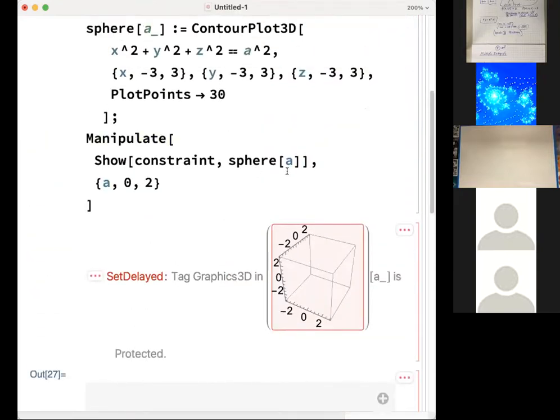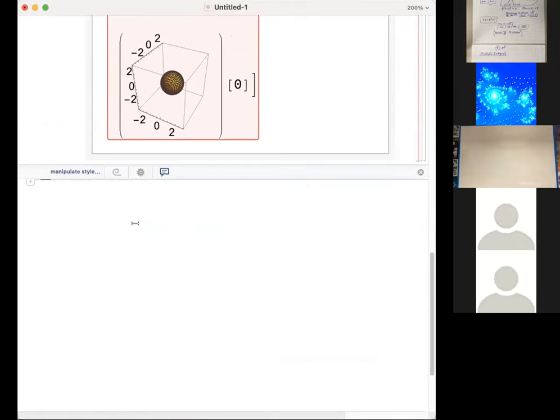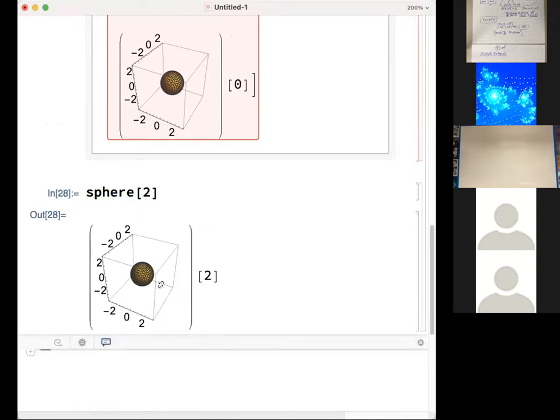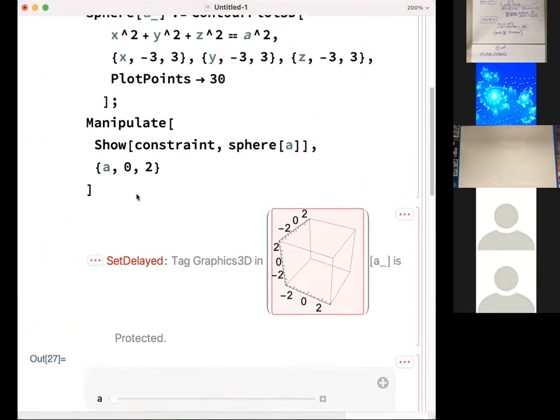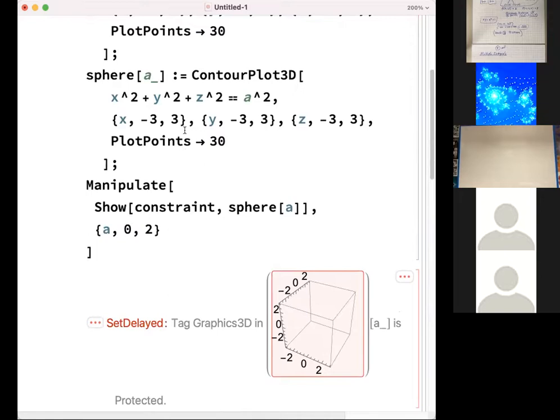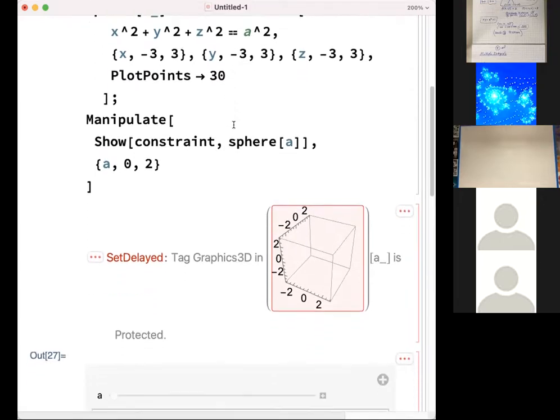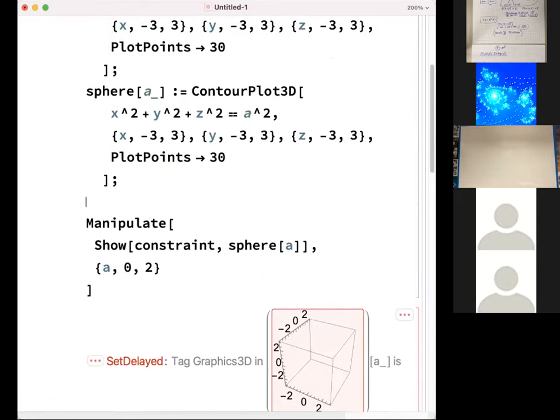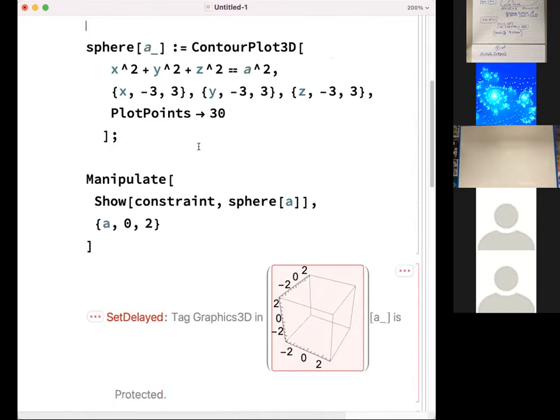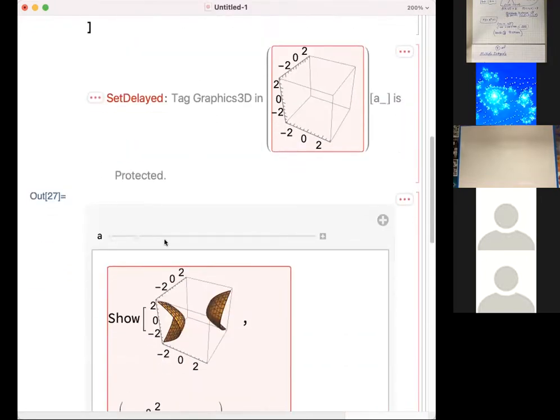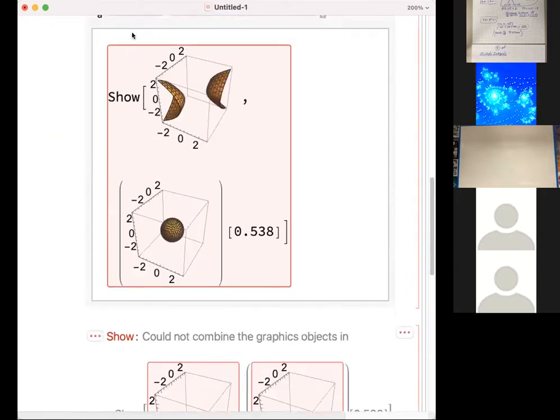So why is it unhappy? I need to check out what sphere did. So let's say sphere of 2. Does that actually produce a sphere? Yes, it does. It's this funny notation next to it. So why is it misinterpreting my command right there? Sphere of radius 2, plot points 30, contour plot 3D. So this is a problem why you don't just do things on the fly like this. I mean, I'm logically creating something that should be reasonable, but apparently I'm not using the correct Mathematica notation.